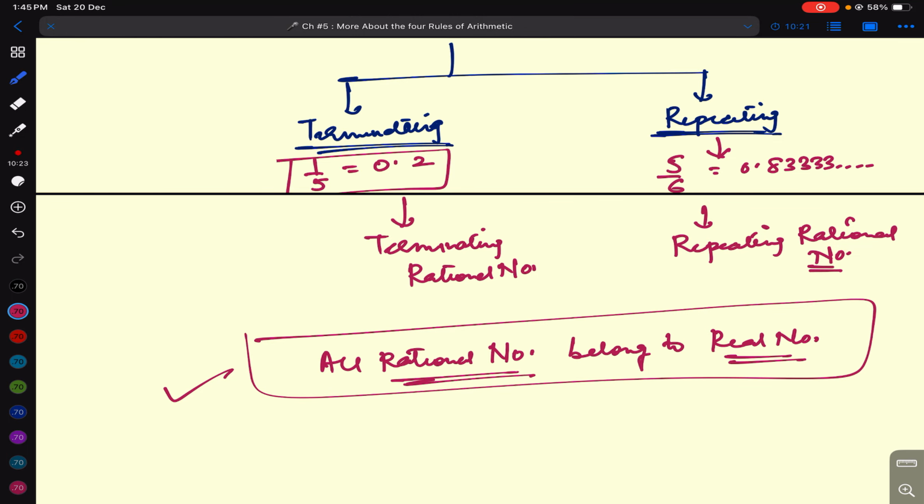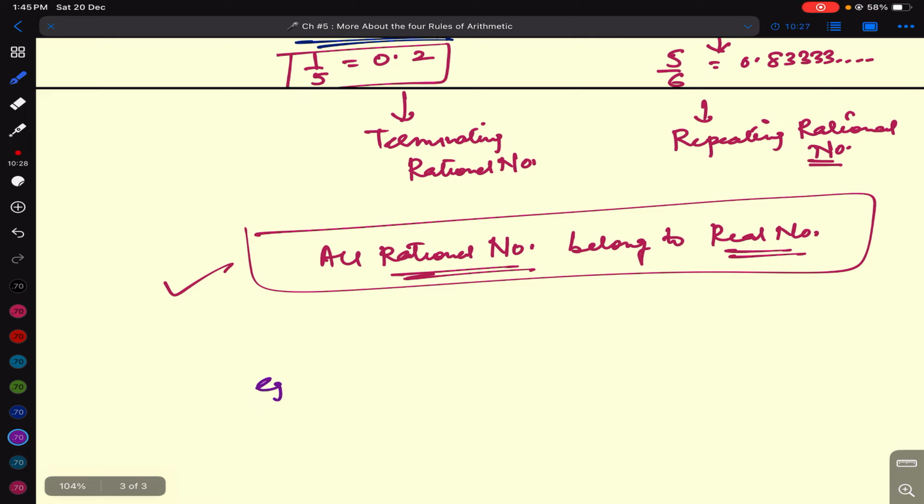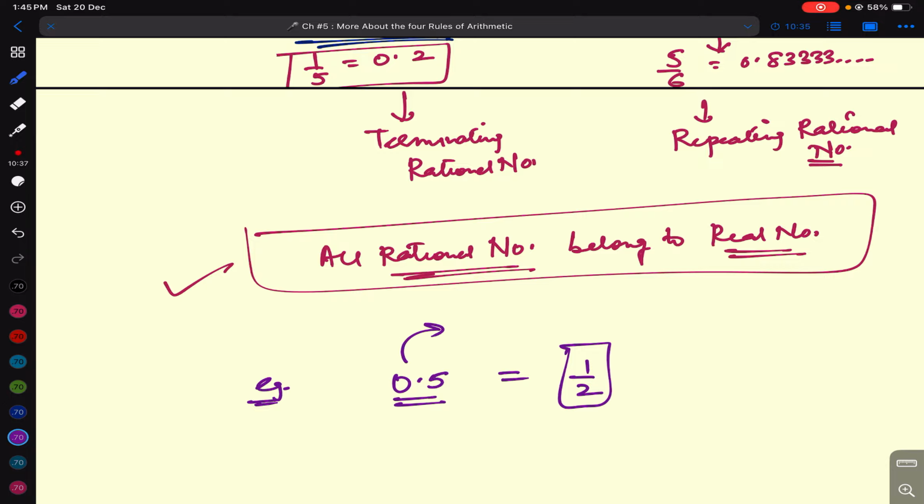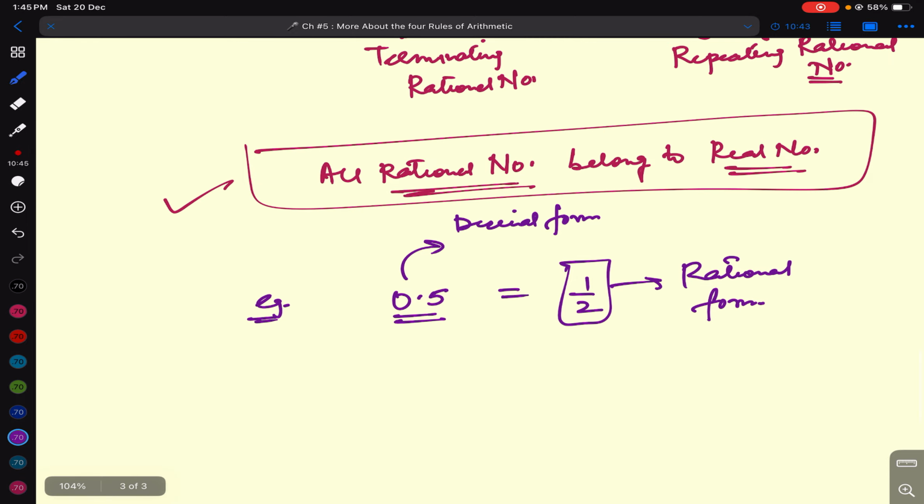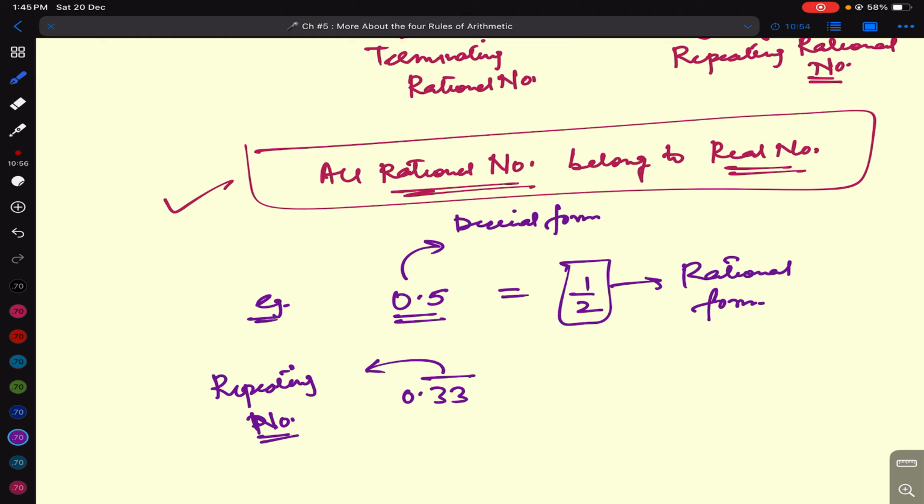Okay, so now I'm taking one more example where we are given a decimal form and we are supposed to write it in the rational form. So 0.5 can be written as 1 over 2. So this is the decimal form, and this is your rational representation of the same. Similarly, when we talk about 0.33, the bar here indicates the repeating decimal. So that means 3 is repeating here, and this can be written as 1 over 3. Now this is the rational form.